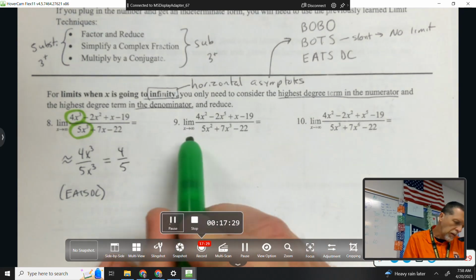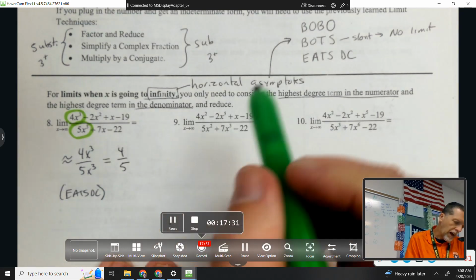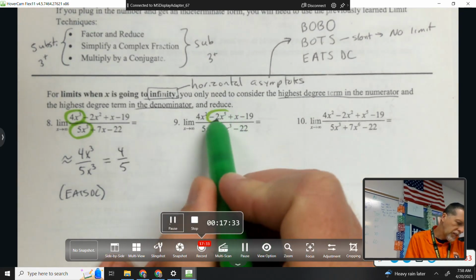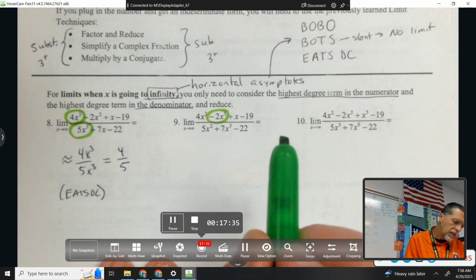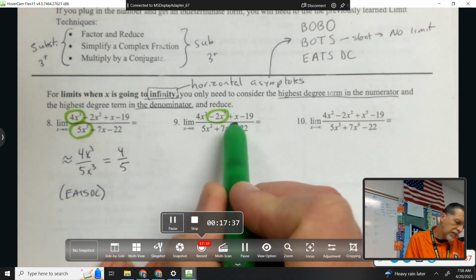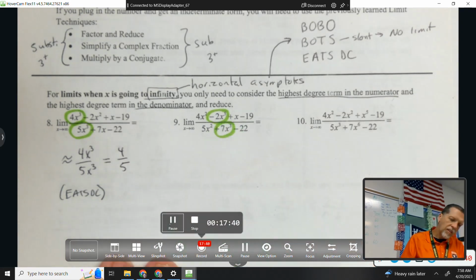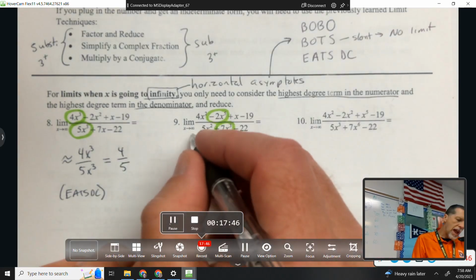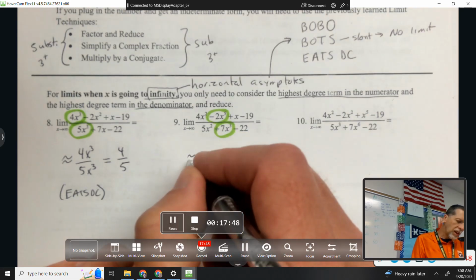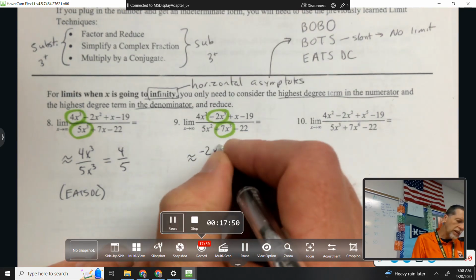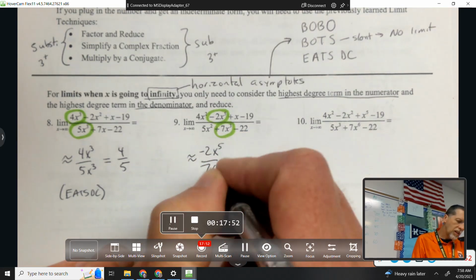Number 9. Let's see. The highest power in the top is the x to the 5th. The highest power in the bottom is 7x cubed. So at really big numbers, this thing is approximately negative 2x to the 5th over 7x cubed.